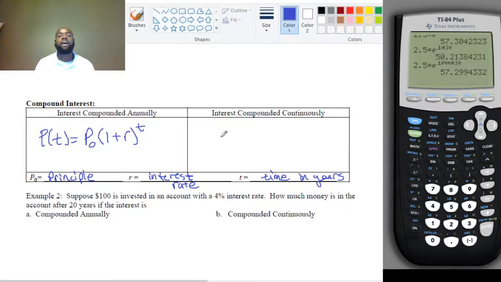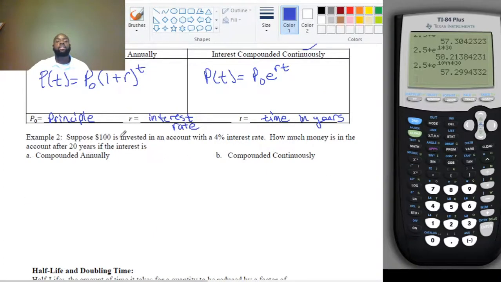If your interest is compounded continuously, well, we're going to use our natural exponential function, where P naught is your initial investment, which is your principal. R is still your interest rate, but now we have a different base because we're doing this continuously. All right. And so we have this example here.